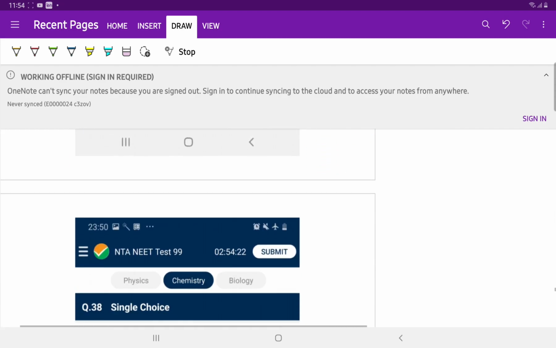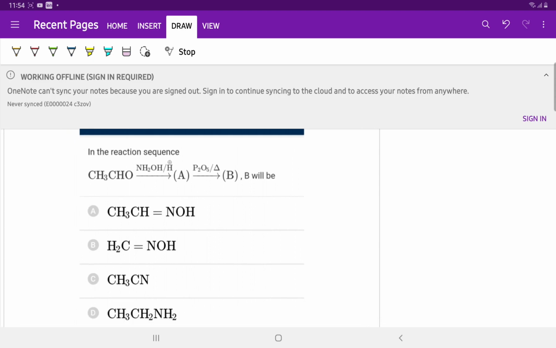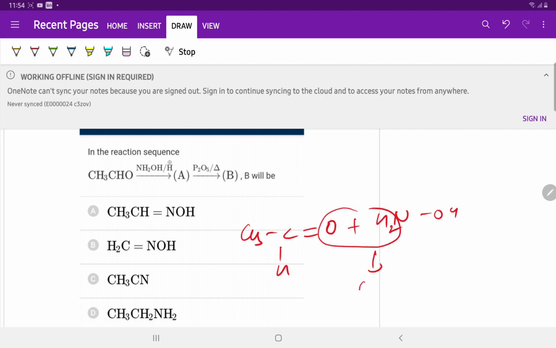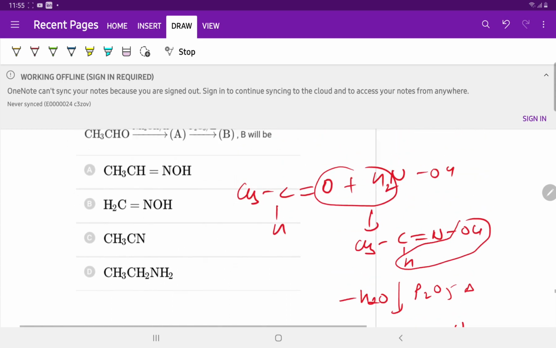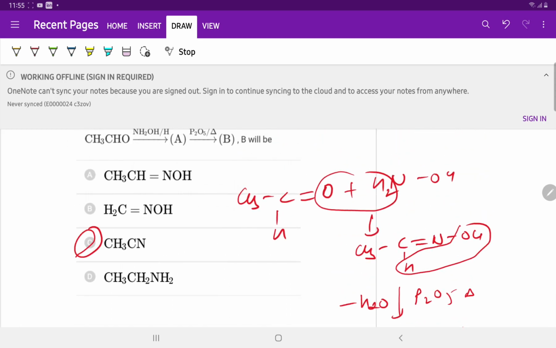Question number 38. Acetaldehyde reacts with hydroxylamine. H2O will be removed, giving CH3CH=NOH. P2O5 is a dehydrating agent. When this molecule reacts with P2O5, minus H2O, since P2O5 is a dehydrating agent, a nitrile will form. So option C is correct.